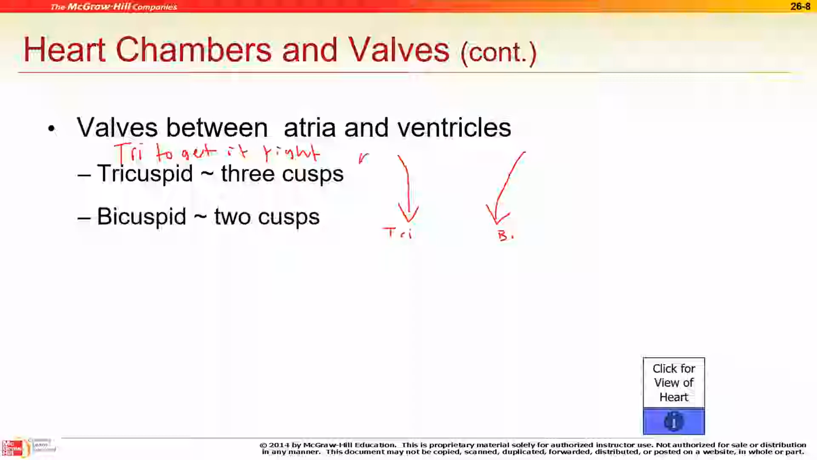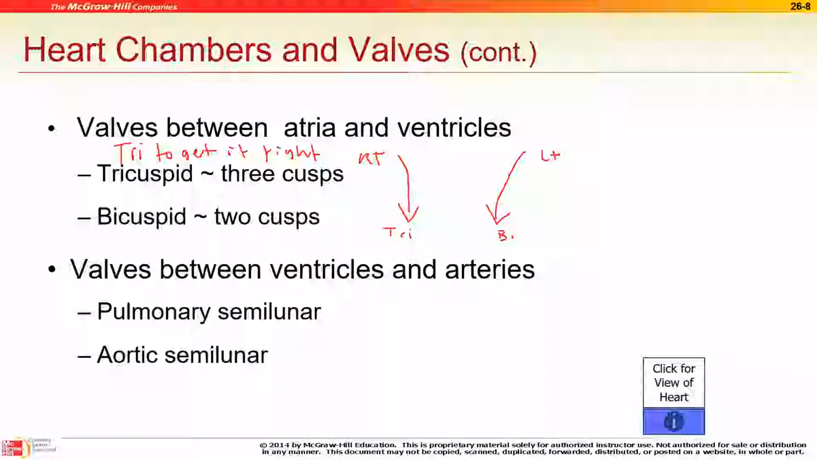On the left side. This is right, this is left. So on the left side you have the bicuspid valve. It also has another name. Its name is the mitral valve. Bicuspid is also the mitral valve. And it also has a third name. We'll get to that later on.